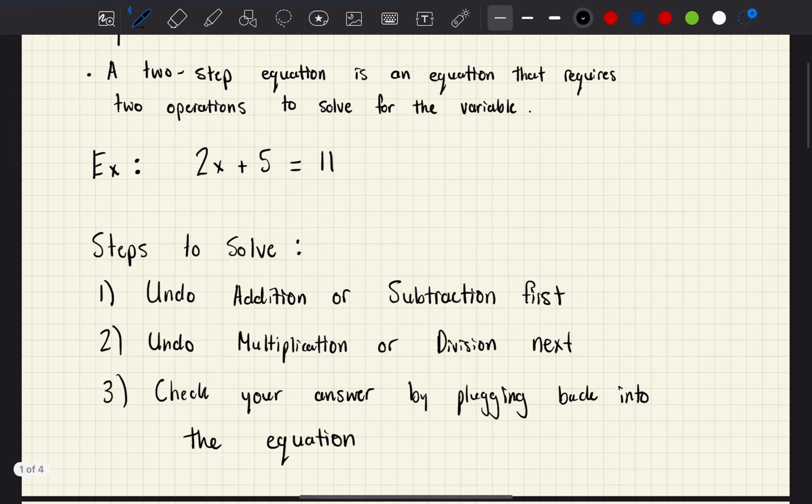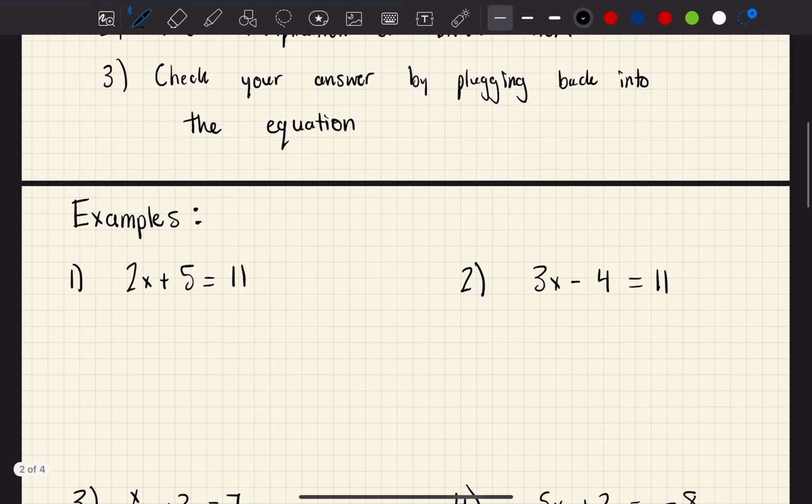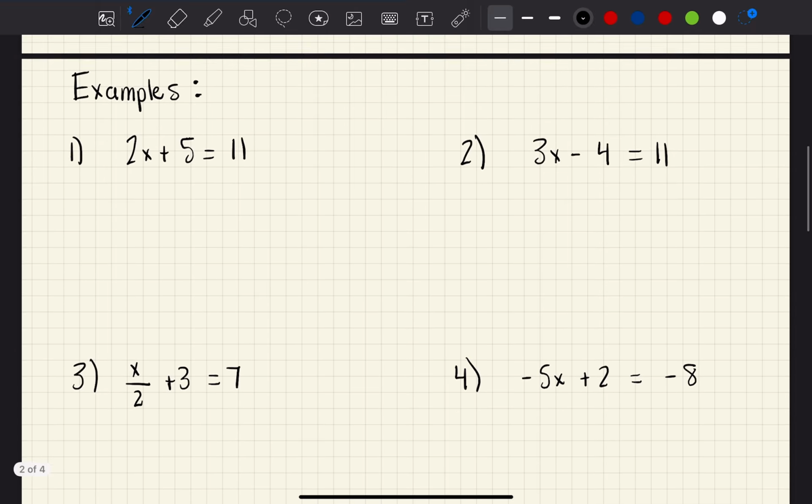Okay, so we'll talk about a few steps to solve these equations. First step is to undo the addition or subtraction first. Second step, undo multiplication or division next. And our final step is check your answer by plugging back into the equation. So let's practice a few examples.